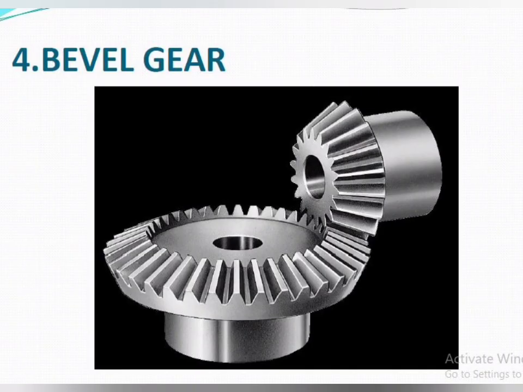Now this is bevel gears, one of the important gear systems. Bevel gears are those which connect two non-parallel shafts with intersecting axes. The teeth of these gears are formed on a conical surface. The gears are used to transmit power between two shafts at any angle. Generally, the shafts are at right angles. They are used for slow speed applications.